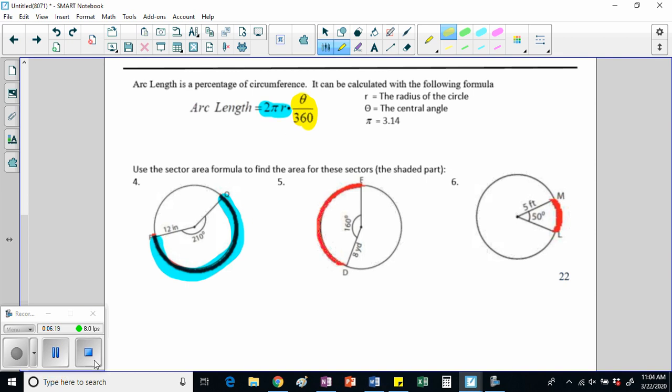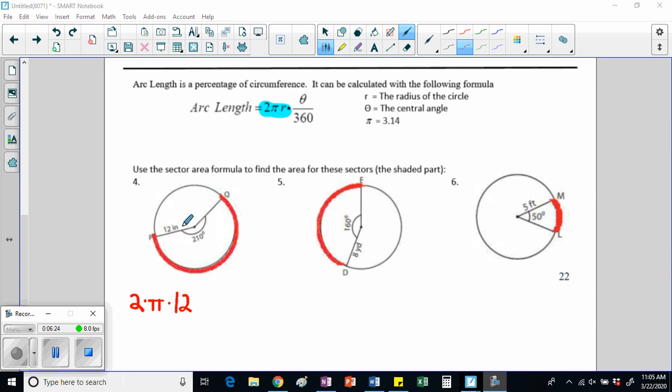So to find the length of that arc, we can just plug the radius into this formula. So 2 times pi times the radius is now 2 times pi times 12, times our angle out of 360. So times 210 over 360. And the rest is just a calculator problem. For problem number 4, you should get just a little bit short of 44 inches for our answer.